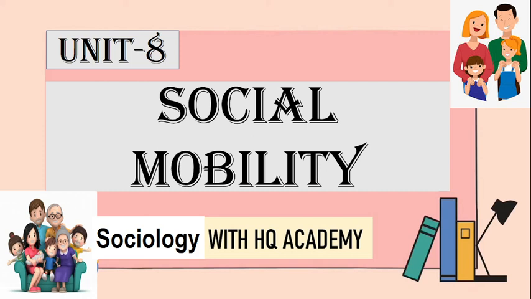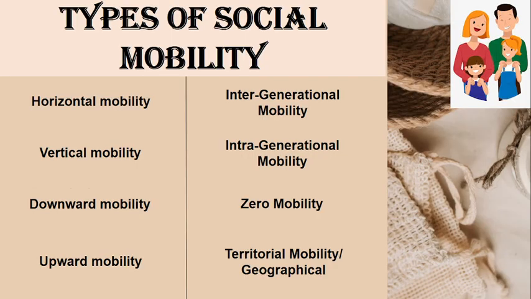This shift can be higher, lower, intergenerational, or intragenerational, and it cannot necessarily be determined whether the change is for good or bad. There must be some kind of change, some kind of movement. That movement is known as social mobility. So we categorize social mobility into different parts. The first one is horizontal mobility.